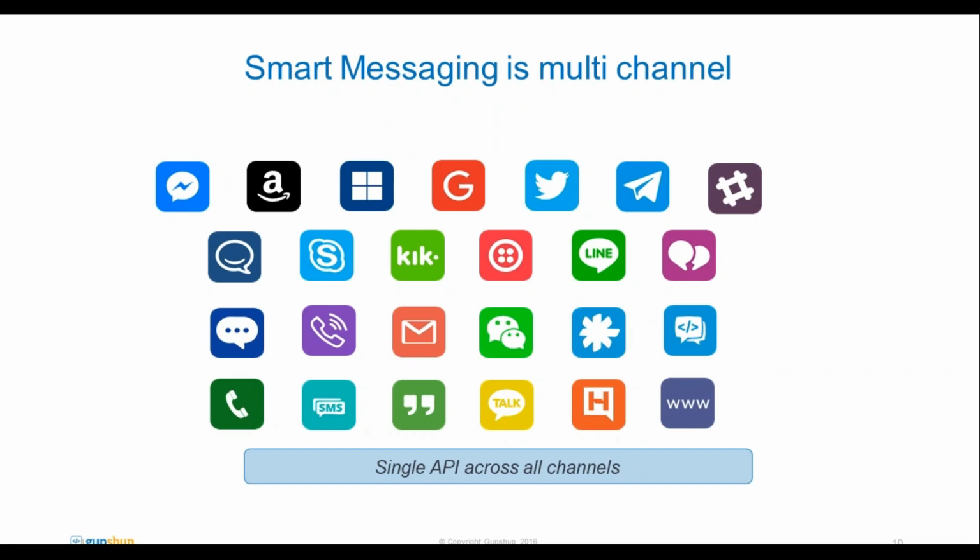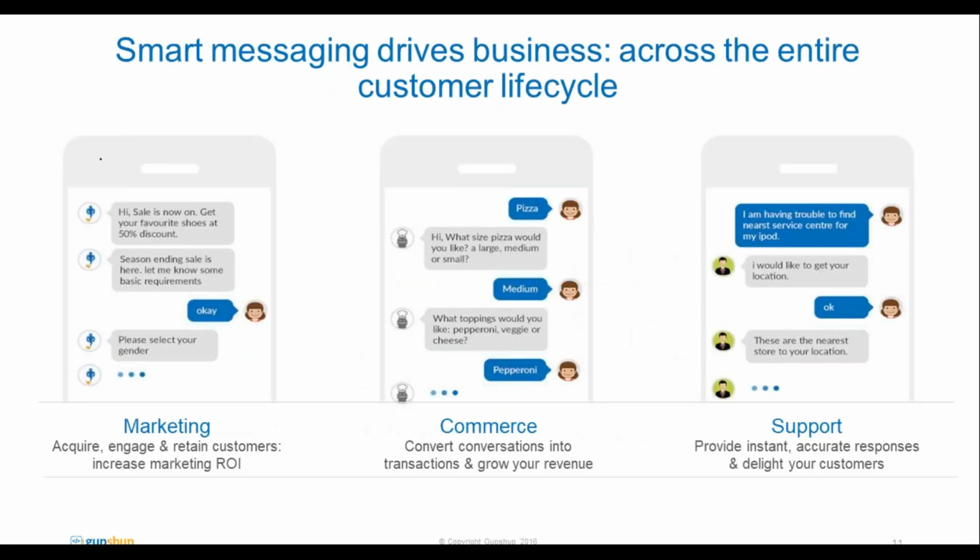Similarly, I might have a customer who's online or who wants to chat with me on Viber, for instance, or Kik, right? And wherever they are, smart messaging should be smart enough that it works across all of these channels. And what we have in terms of smart messaging is a single API that works across all of these channels.